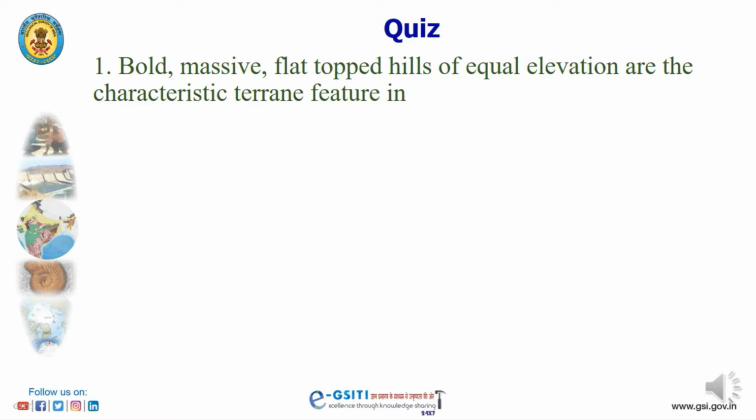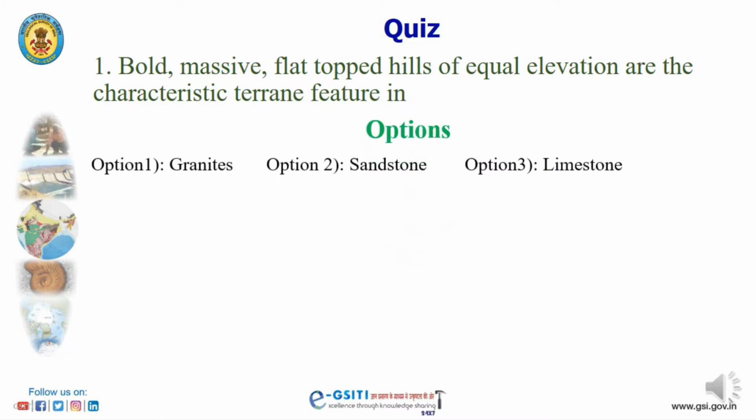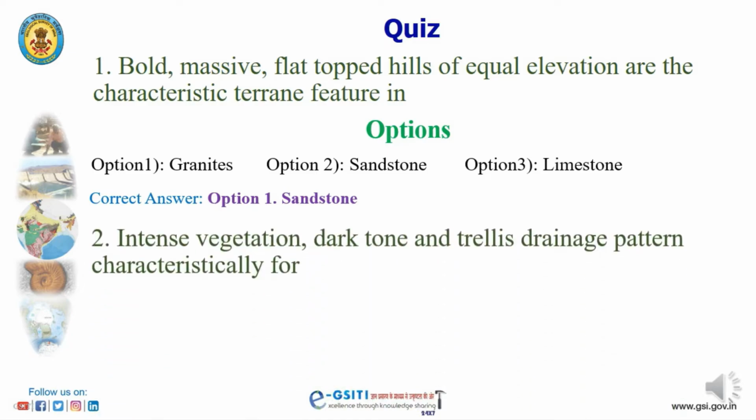I have few more questions for you. Question number 1. Bold, massive, flat top hills of equal elevation are the characteristic terrain feature in which option? Option number 1 granites, option number 2 sandstone, option number 3 limestone. What is the answer? Option number 2 sandstone.